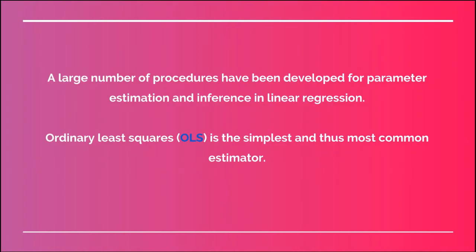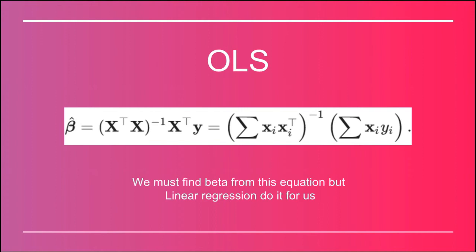A large number of procedures have been developed for parameter estimation and inference in linear regression. The ordinary least squares method, OLS, is the simplest and thus most common estimator. As you can see, this is the OLS method. This method finds beta for us by solving this equation. So we must find beta from this equation. But fortunately, linear regression does it for us.